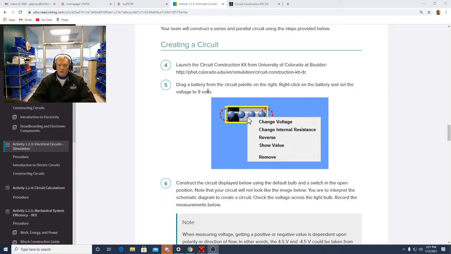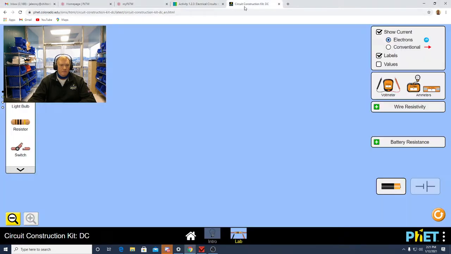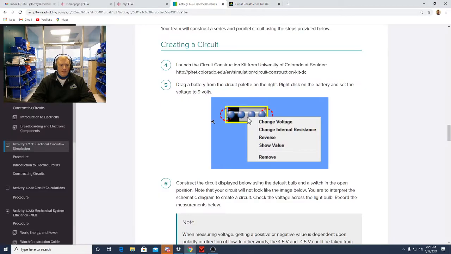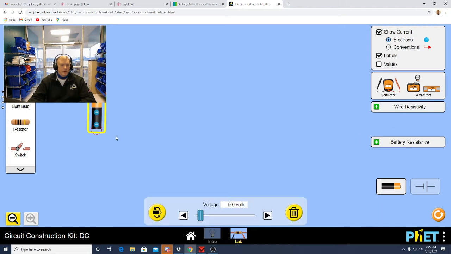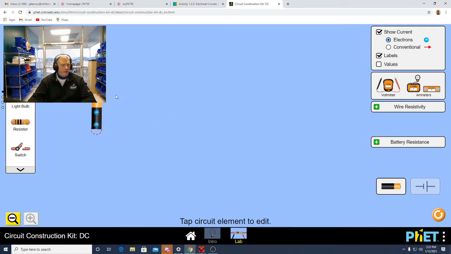After here it says 4, launch the PhET simulation. There it is. Then drag out a battery. Here's a battery. I want you to make sure it's at 9 volts. So it's at 9 volts. And we want a light bulb and a switch. And we've got to put these together with wires. We want the battery to run the light bulb.